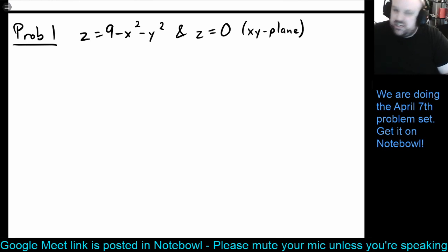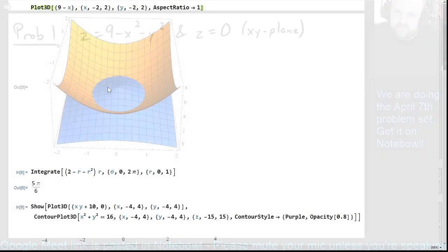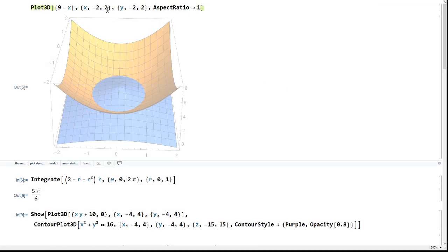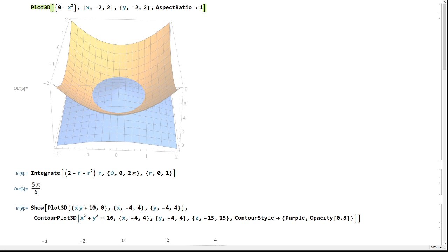So what is the shadow? Well, let's go ahead and look at the graph of this real quick. Let's see, 9 minus... I wanted to swap this over to Mathematica. Looking at 9 minus x squared minus y squared and 0. We need to make this a bit bigger. Say 3 to 3.